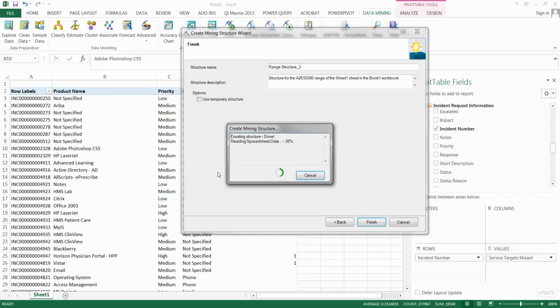Now, just kind of briefly on decision trees, what that'll allow us to do is move down a path based on probability of the most likely causes to our service target breach, so that you'll move from left to right down the decision tree to find areas of concern that assist you in decision making. And this is true predictive analysis.